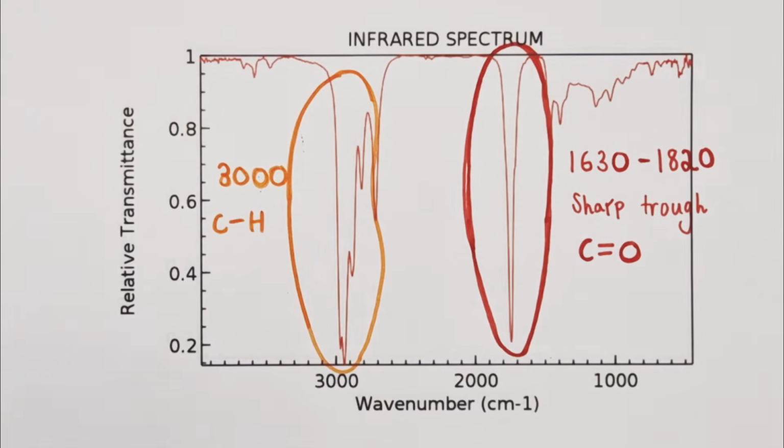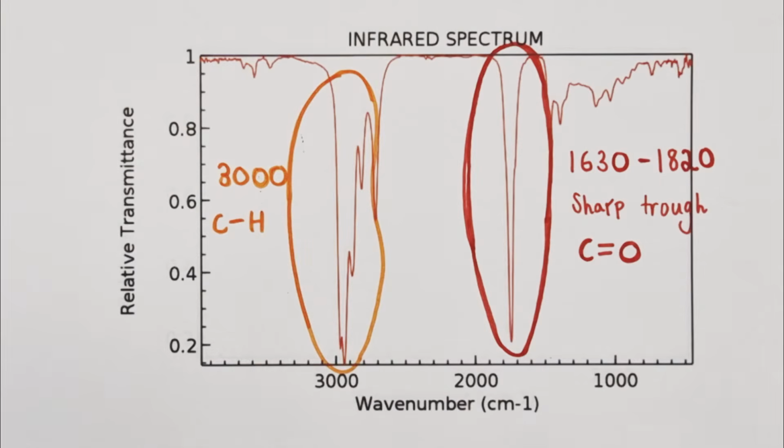So this won't particularly help us work out the exact identity of this molecule because that might be present in almost everything, frankly. The more important trough to look out for is this one, centered around a range of 1,630 to 1,820 centimeters minus 1, absorbing a very particular frequency of IR radiation there. It's a very sharp trough, very much draws the eye.